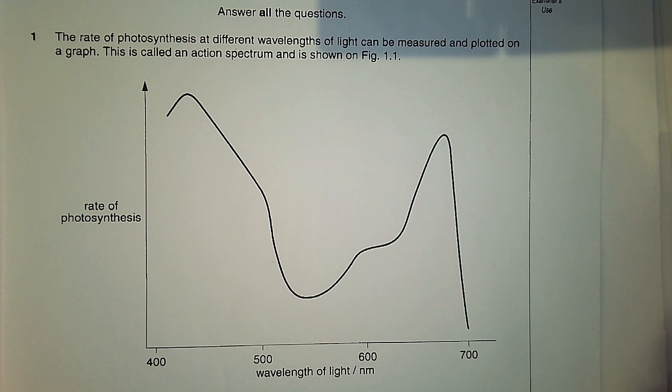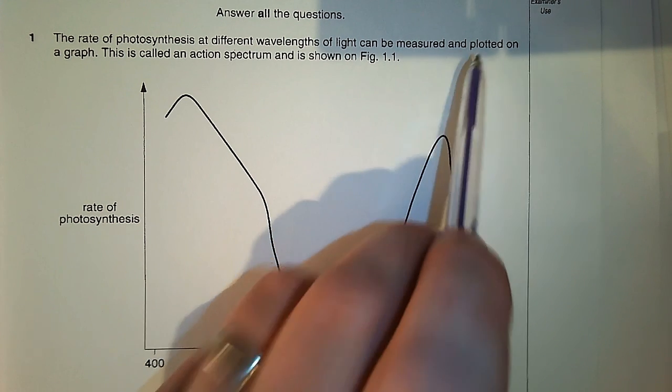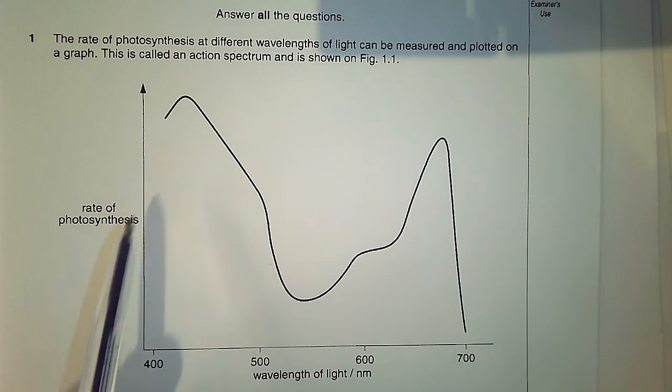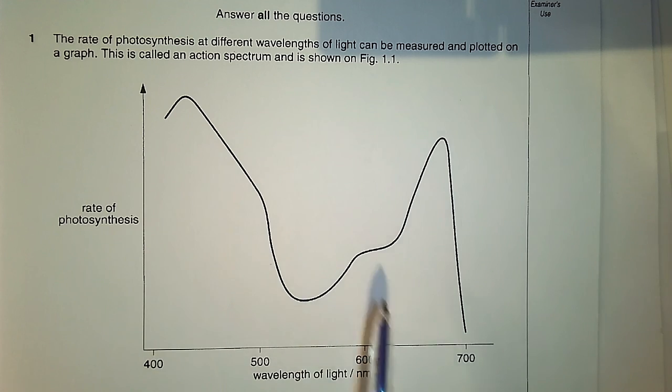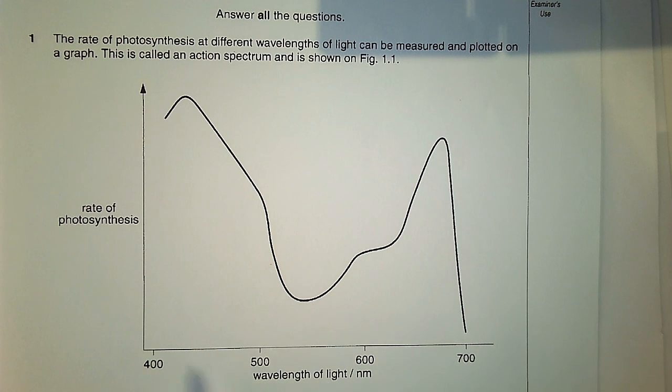This is an exam question about the effect of different wavelengths of light on the rate of photosynthesis. Those rates are plotted on the graph. This is called an action spectrum and it's shown in figure 1.1. So we can see we've got the rate of photosynthesis on the left hand side and we've got the different wavelengths of light along the bottom, ranging from 400 nanometers to 700 nanometers.